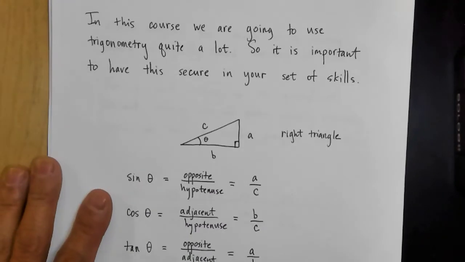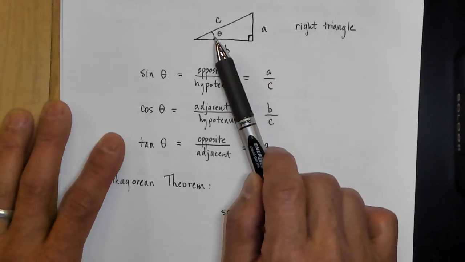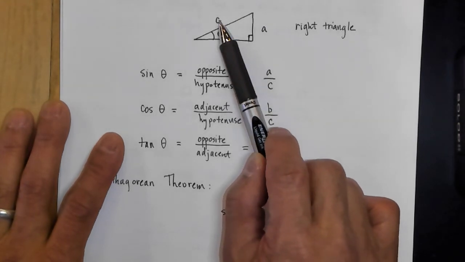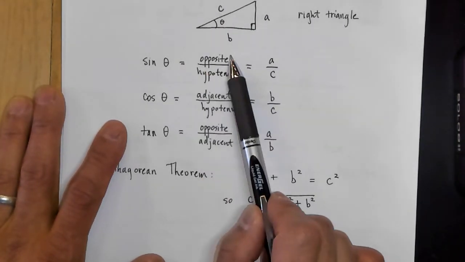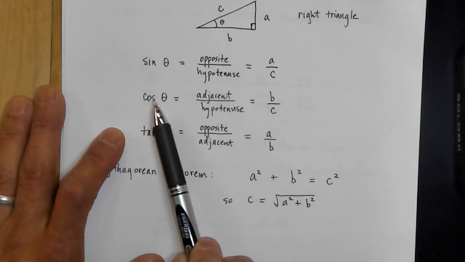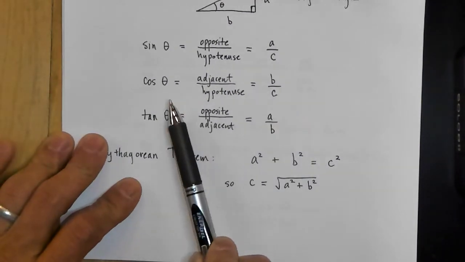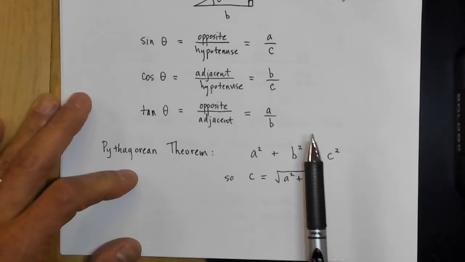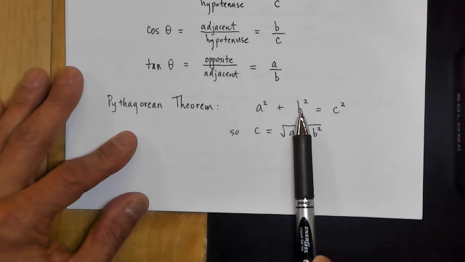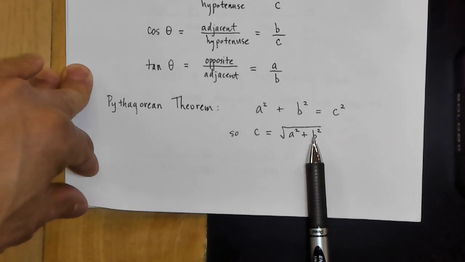And then the lightning fast trigonometry review. We have a right triangle. We have an angle of theta. The opposite is A. The adjacent side is B. The hypotenuse is C. Then the sine of the angle is the opposite over the hypotenuse. That's A over C. The cosine of the angle is the adjacent side over the hypotenuse. That's B over C. And the tangent is the opposite over the adjacent, which is A over B. And the Pythagorean theorem is a squared plus b squared is equal to c squared. And so c is equal to the square root of a squared plus b squared.